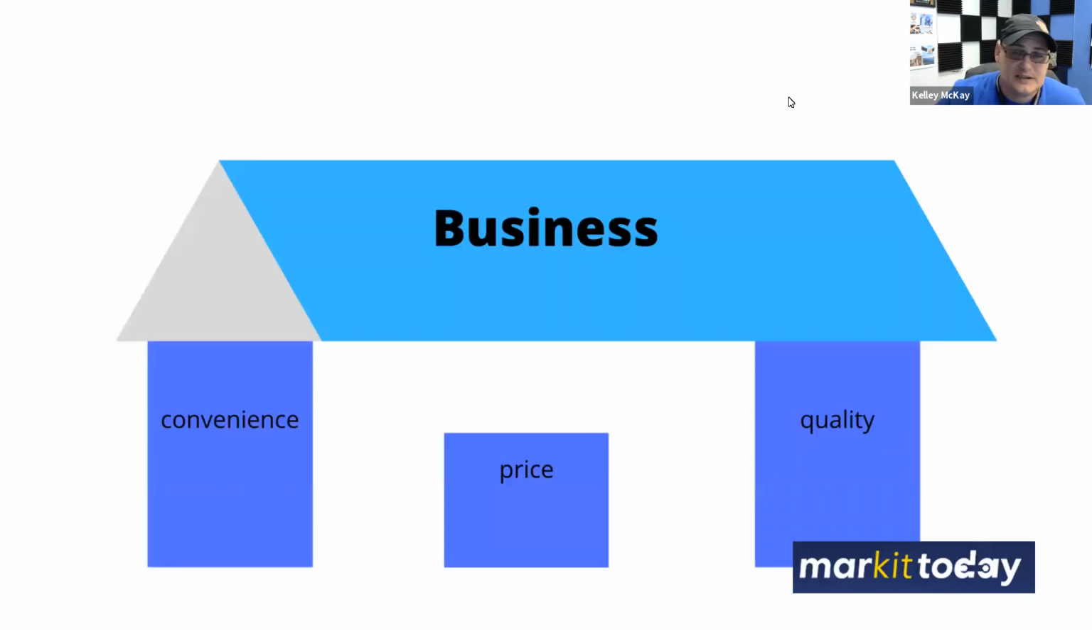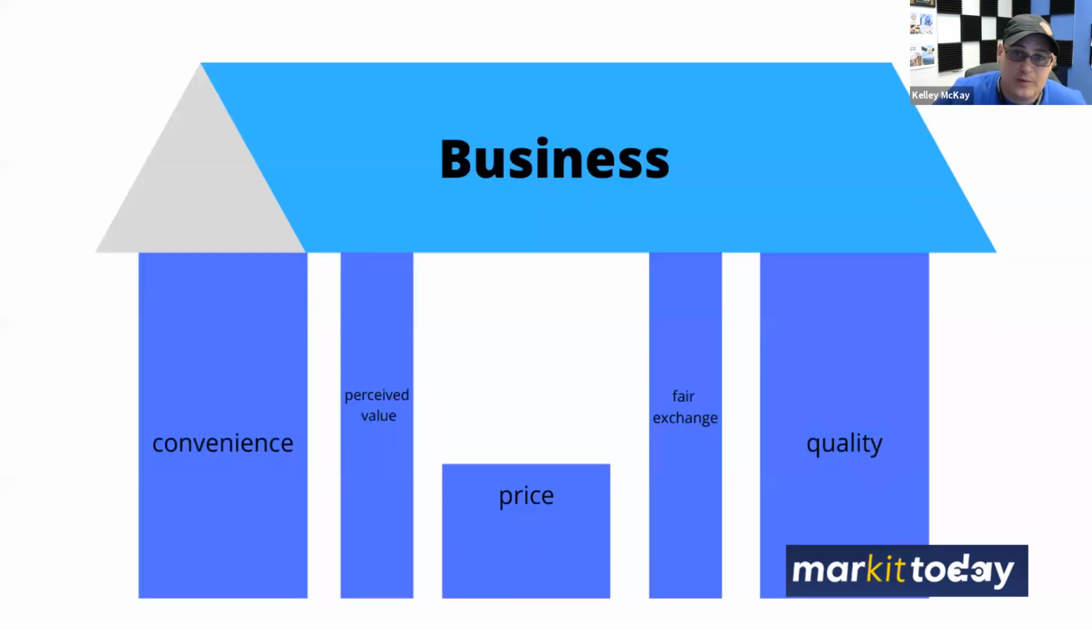Because the foundation of your business is not going to be built on price. The foundation is going to be built on convenience and quality. But I added a couple more pillars in there, which is perceived value and fair exchange. As you can see, there's four things here: convenience, perceived value, fair exchange, and quality. That's what helps determine your price, but price is not the foundation of your business. So it's important to remember that.